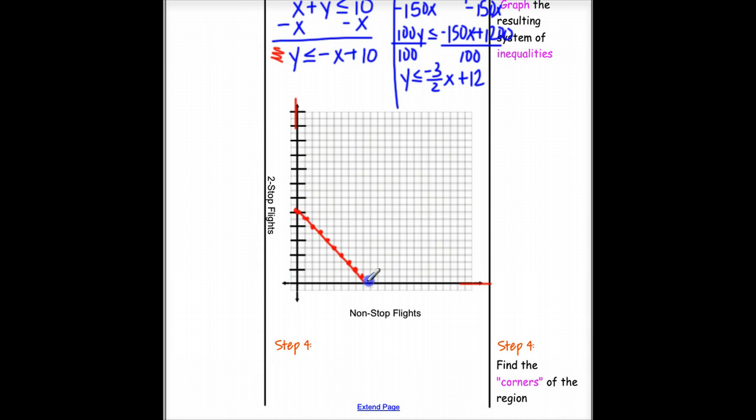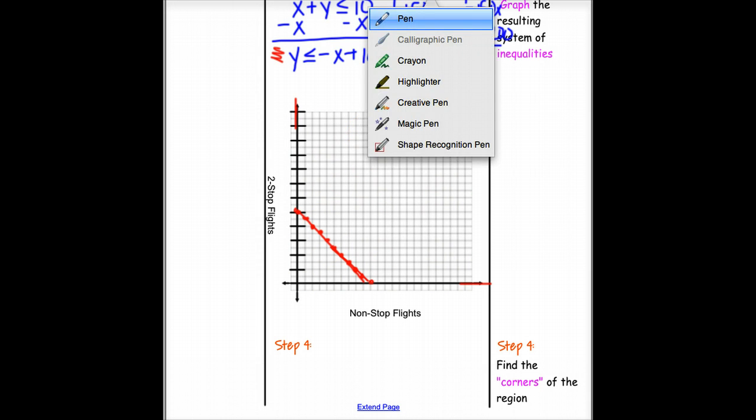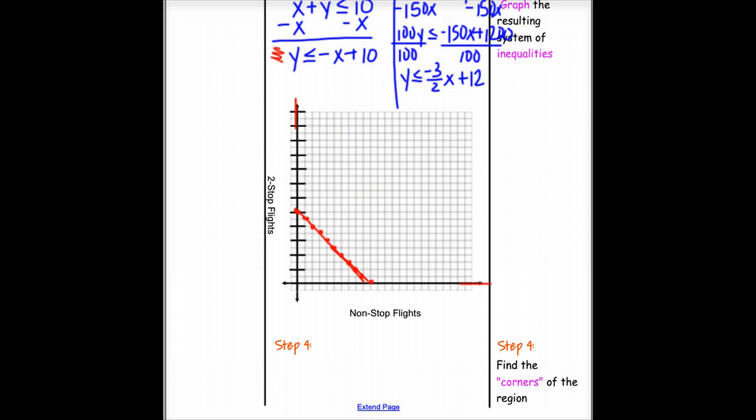And I apologize, I should really have it out here, so let me correct my line. And it says it is less than, so I'm going to go ahead and highlight that. And that is going to be everything below, because if I put in 0, I get a true statement.